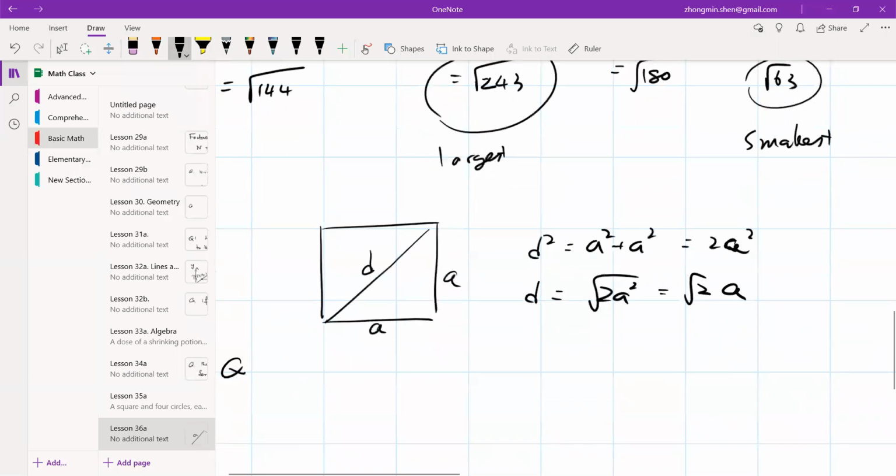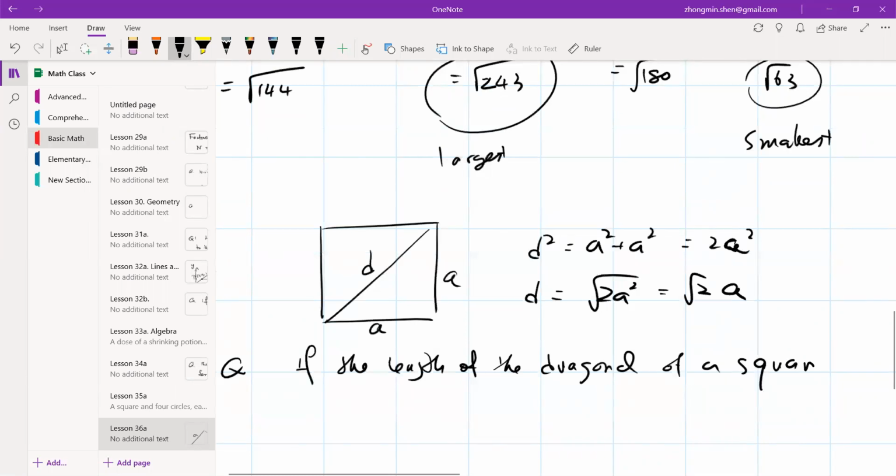Now, here's a question, okay? If the length of the diagonal of a square is 6 feet, what is the area?